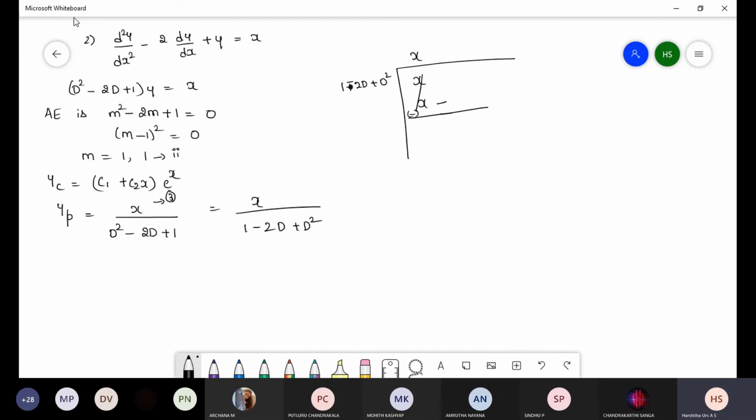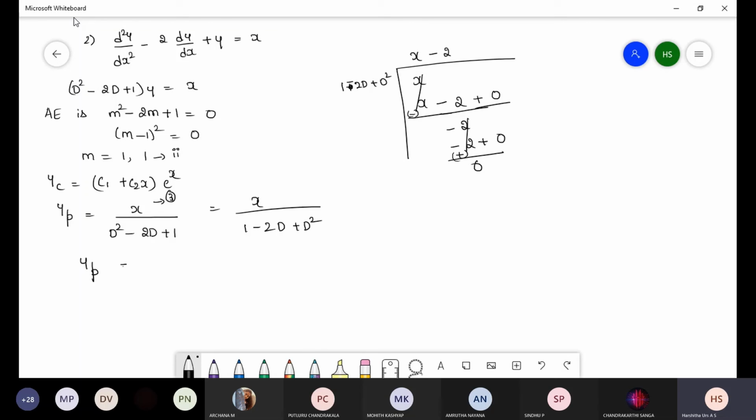Next, differentiation of x is 1. So remaining is minus 2. Double differentiation we will get 0. So minus 2. Again minus 2 we have to multiply with the 1. We get minus 2. Again differentiation of the constant term is 0. So here we get 0.